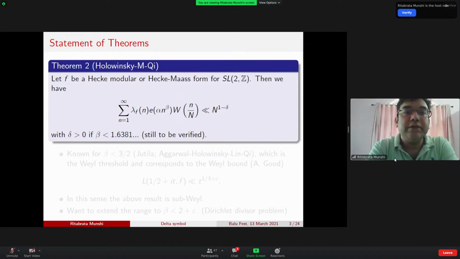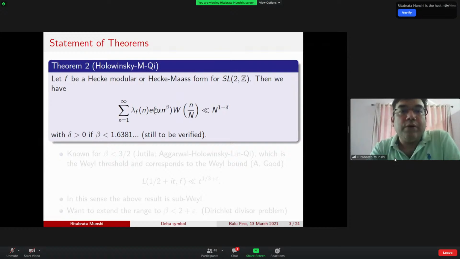The second statement is a joint work with Roman Holowinsky and G. It's about twists of, or exponential sums involving, Fourier coefficients of GL2 forms. Let's take F to be a Hecke modular form or a Hecke-Maass form for SL2(Z). Then we look at this sum of lambda_F(n), the normalized Fourier coefficients of F, twisted by e(alpha n^beta), and the length of this sum is capital N.